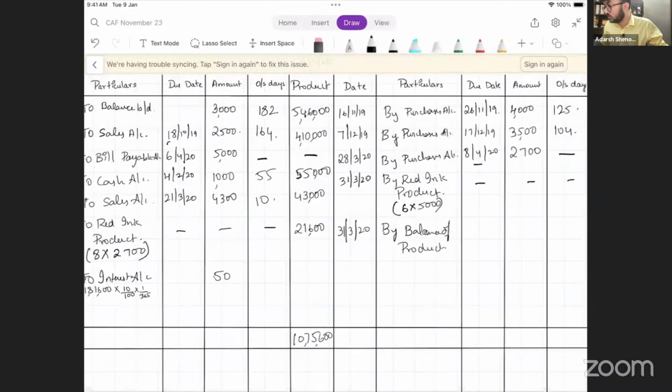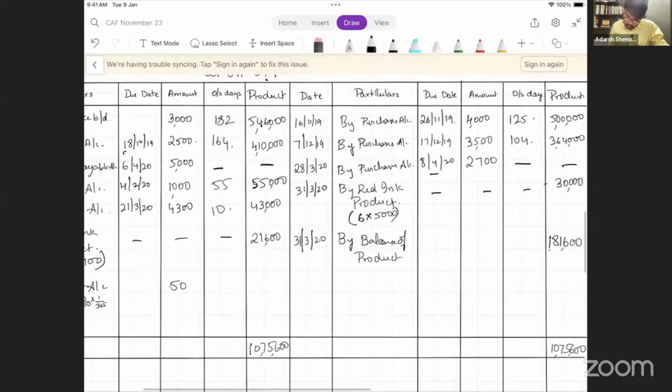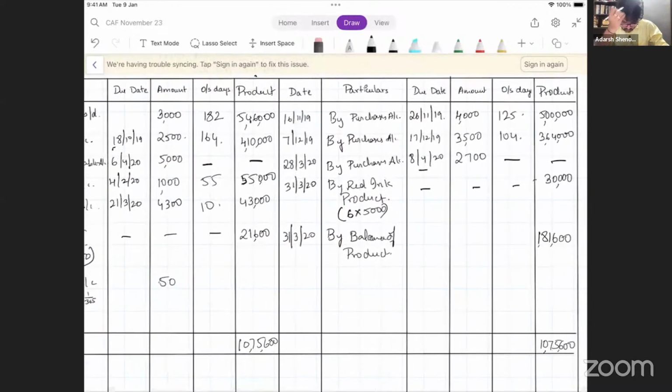Calculate the total. Which side is more? Debit side is itself more, is it? 3,500, 2,500, 5,000, 1,000, 4,300. Plus 50. What's the total you got?